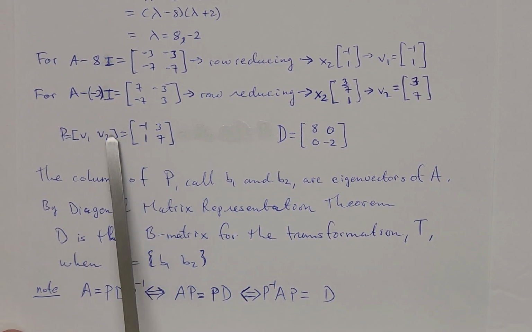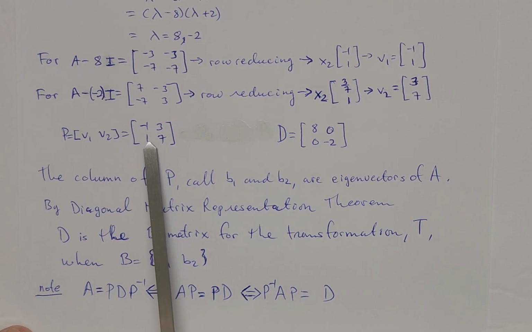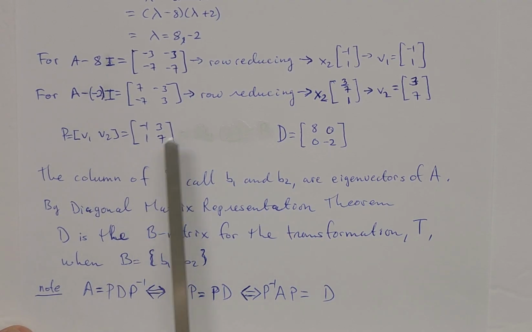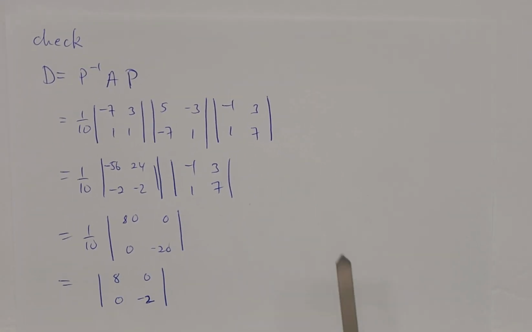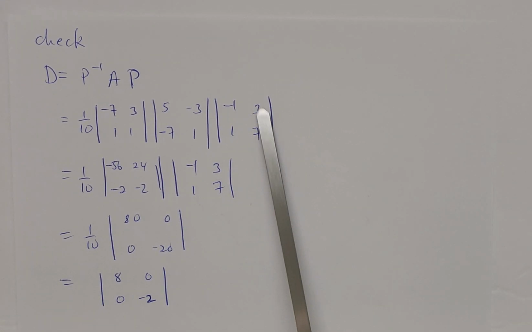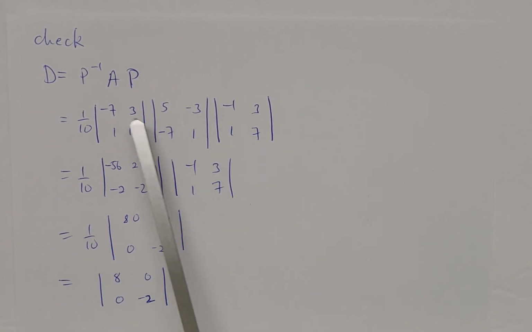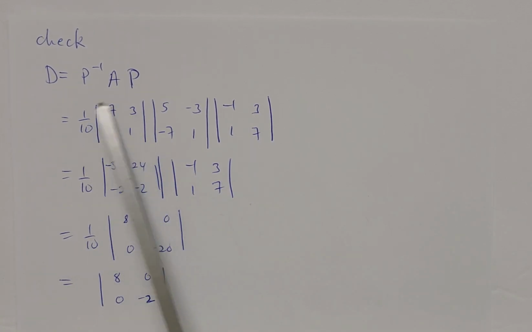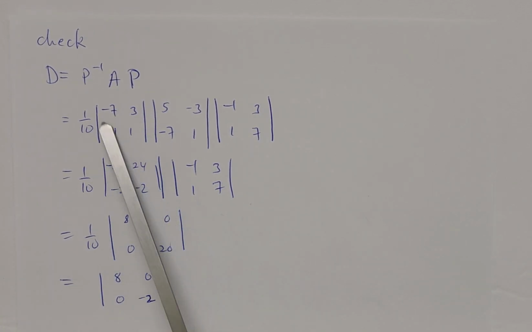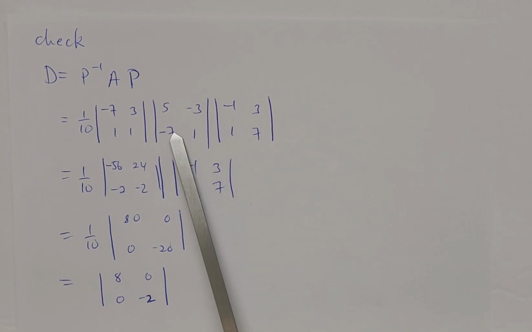This is the P that we have. Do the inverse of this. All right, so here it is again. This right here was the P, negative 1, 1, 3, 7. This is the inverse of this. This inverse is this, and this is my A, the original matrix.